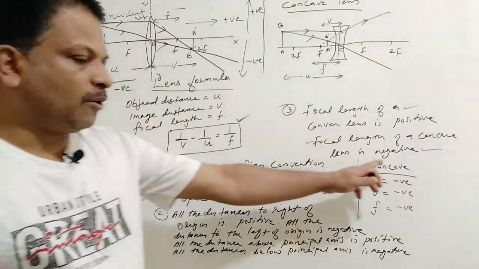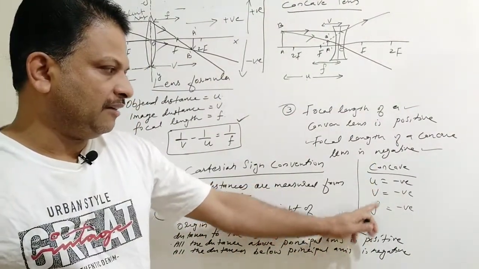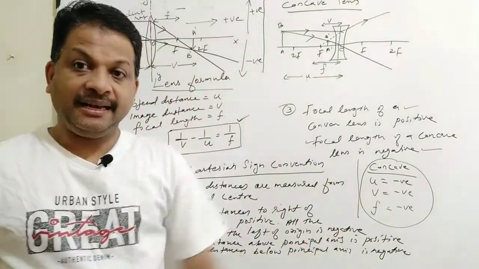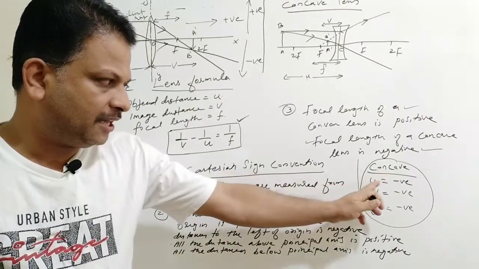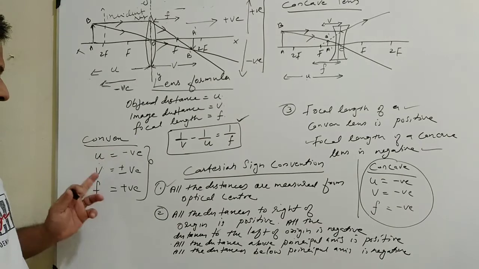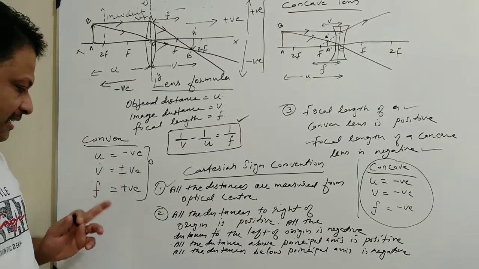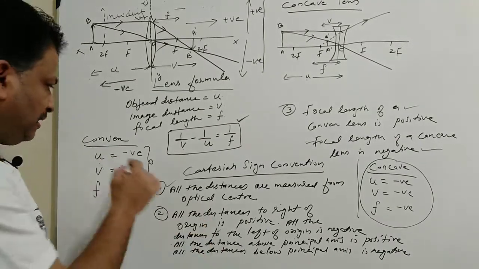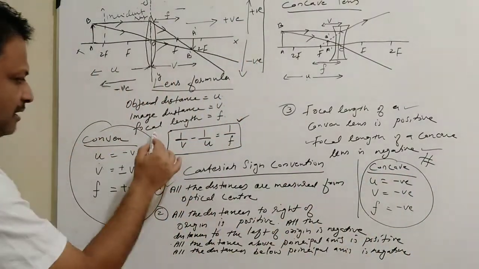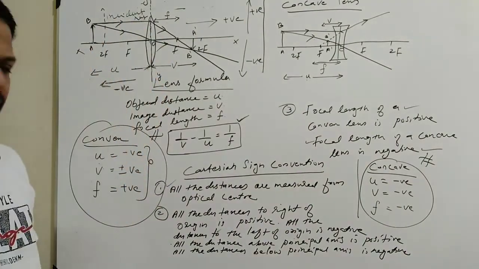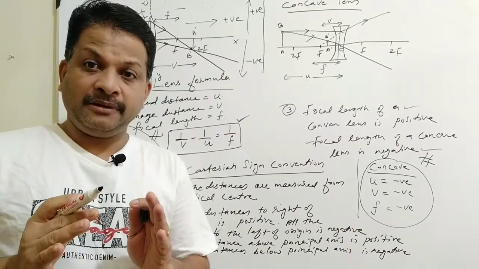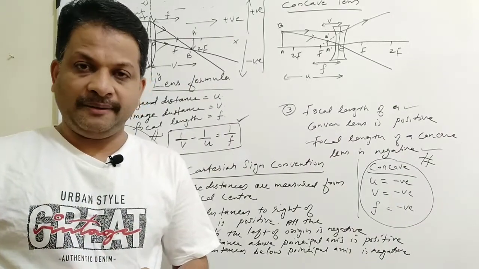Okay. So for a concave lens, remember U, V, F all are negative. For a convex lens, U is negative, V can be positive or negative, and F is always positive. So these points are very, very important. You just keep it in mind and understand the sign convention. Sign conventions are very important to solve numericals related to the lens formula.